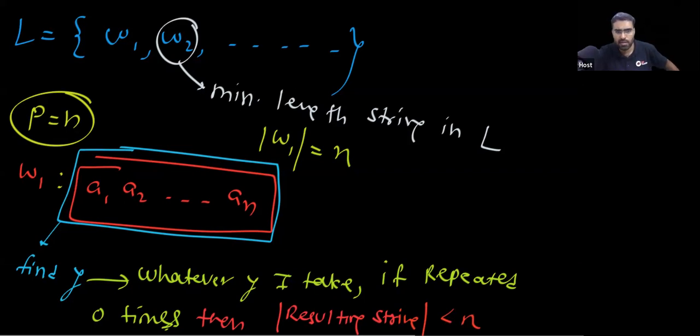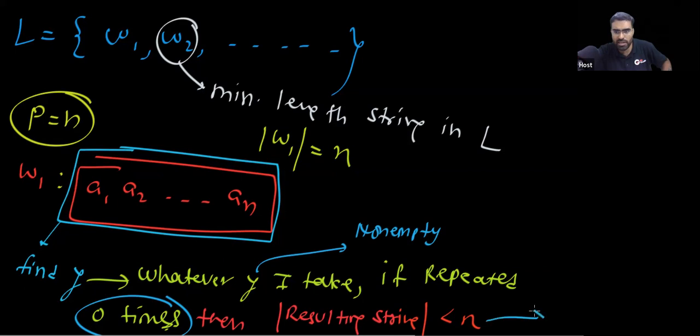Yes or no? See, y is non-empty. Y is always non-empty. If I repeat this y 0 times, then the resulting string length will definitely be less than n. So from here, what can I say? The resulting string does not belong to L. Yes or no?